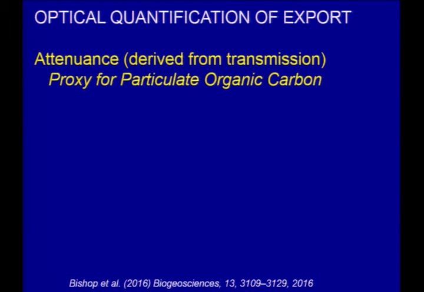So transmitted light for a transmissometer leads to the property that everyone uses, which is the beam attenuation coefficient. There have been a number of papers published in the literature about how it's quite an excellent proxy for particulate organic concentration.